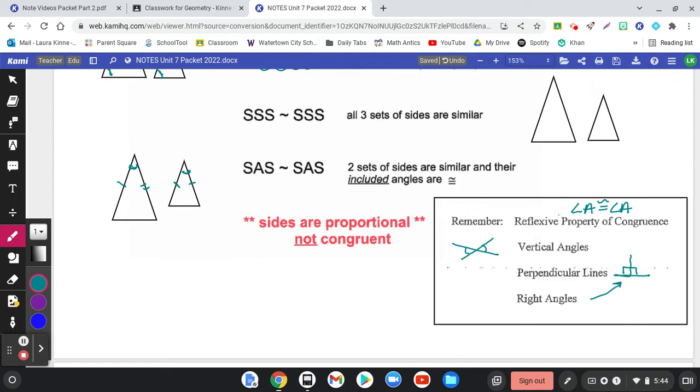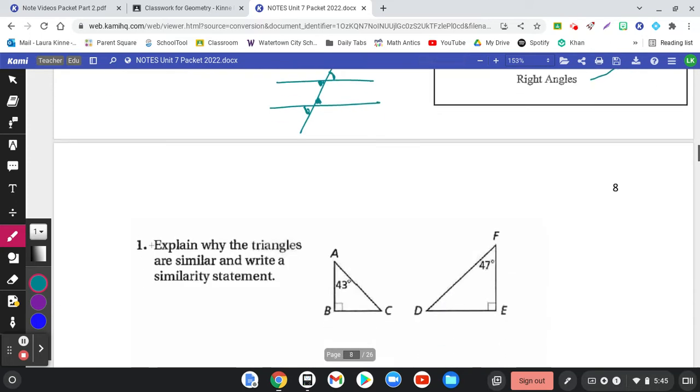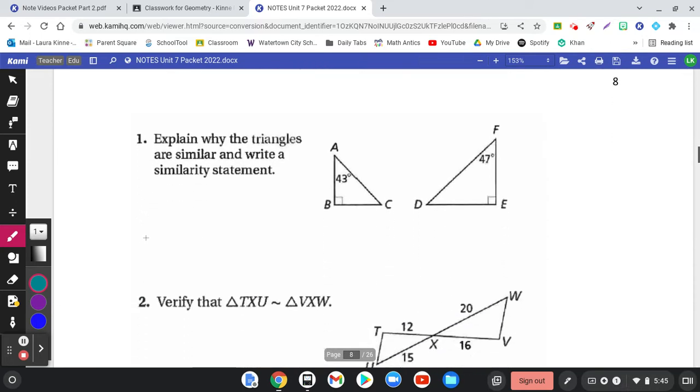Also something to think about when you have parallel lines cut by a transversal: you've got alternate exterior, alternate interior, corresponding, same side interior. All those will come up a little bit in the next few days. Okay, so let's look at an example.